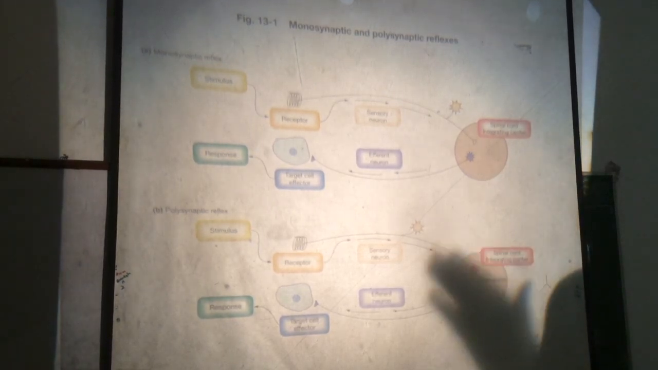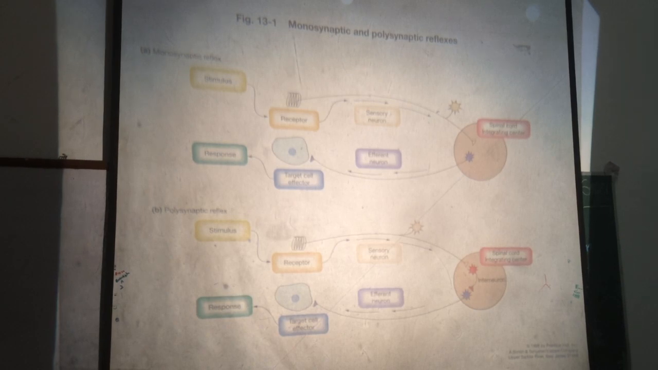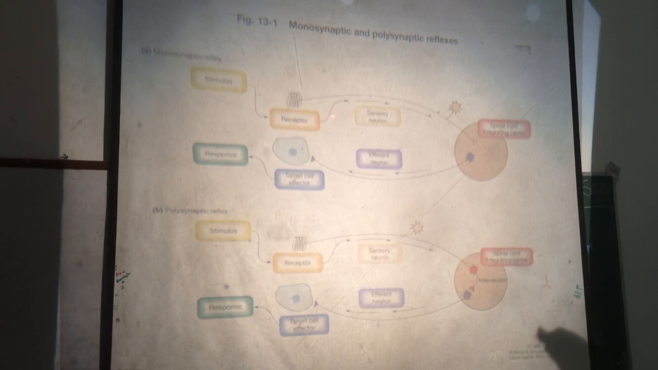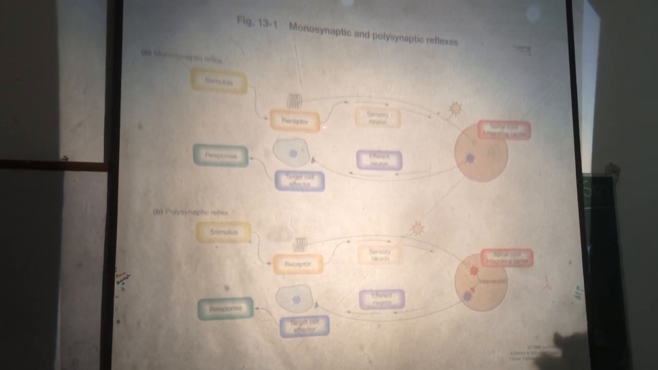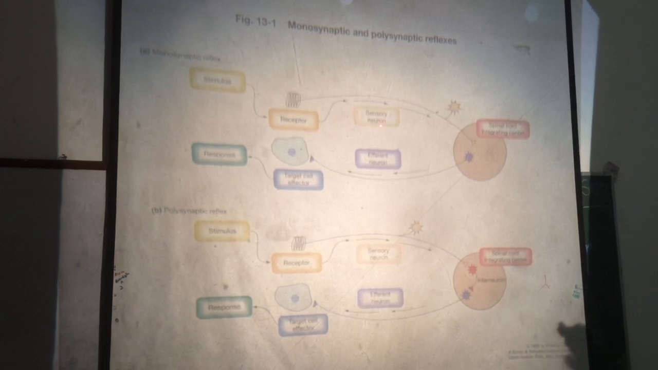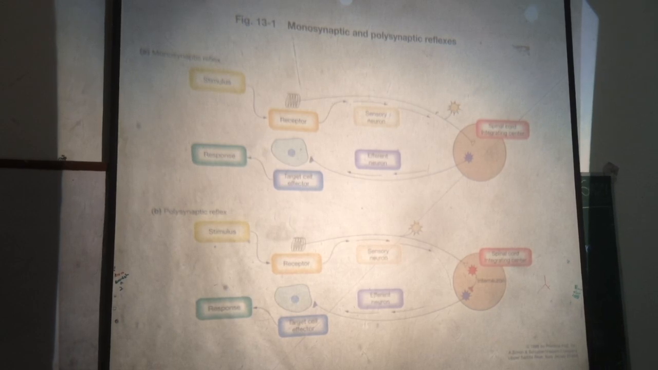The receptor responds to stimuli and generates impulses. These impulses from receptors are transmitted along the sensory neuron, the afferent neuron, to the spinal cord or central nervous system, to the center. The center is in the central nervous system, the spinal cord or the brain.